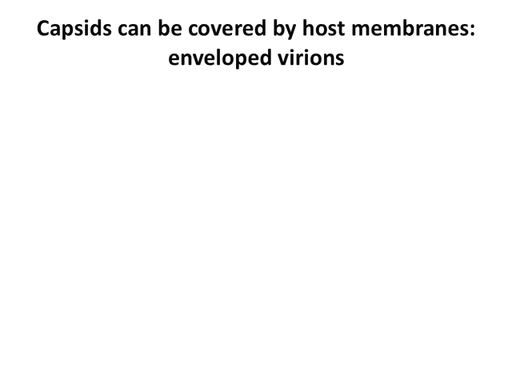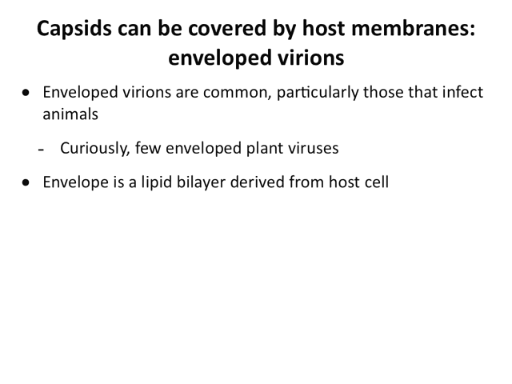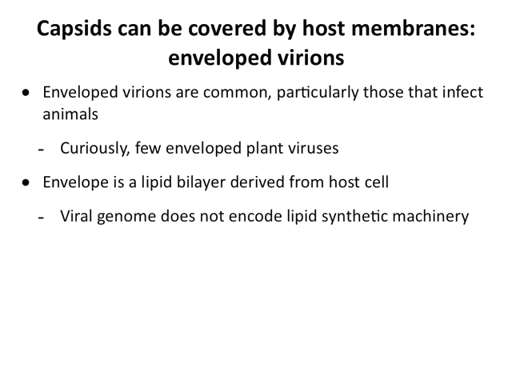For some, though, the capsid is covered by a membrane. That membrane is very common. These membranes are very common in viruses, particularly those that infect animals. There are very few enveloped plant viruses. We don't know why. It's derived from the host cell because the virus can't make its own lipid. It doesn't have any machinery to do that. So all enveloped viruses derive the lipid from the host cell.